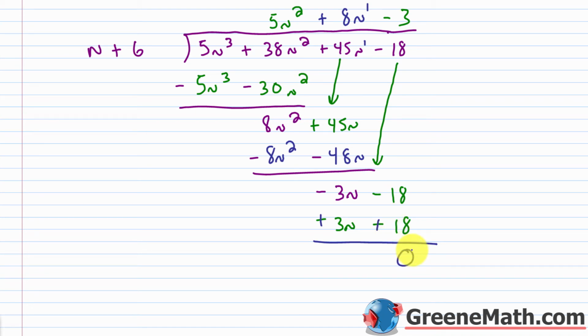So there's no remainder, okay? And sometimes you have a remainder, sometimes you don't, okay? In this case, we don't. So our quotient is 5n squared plus 8n minus 3.